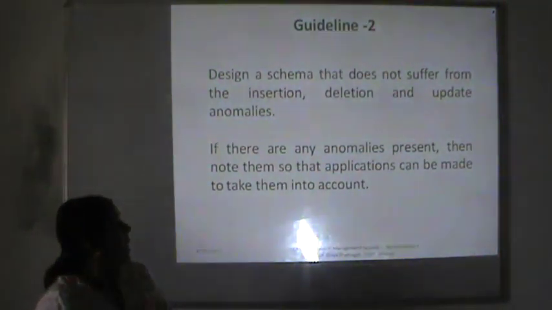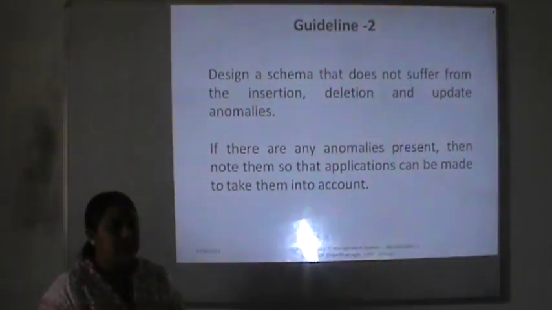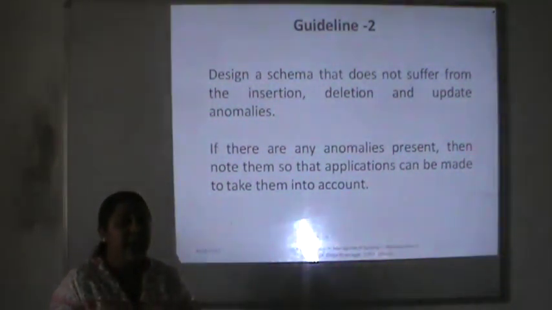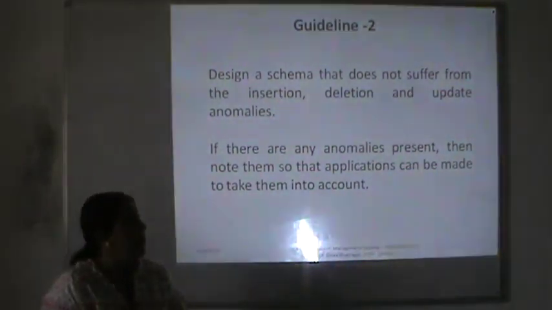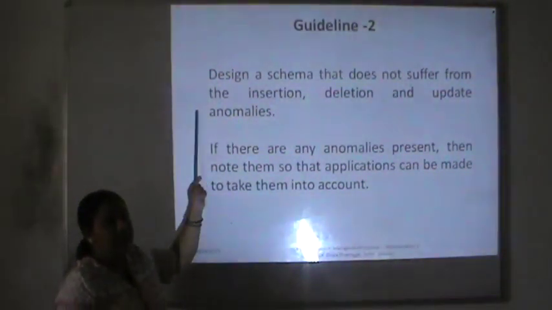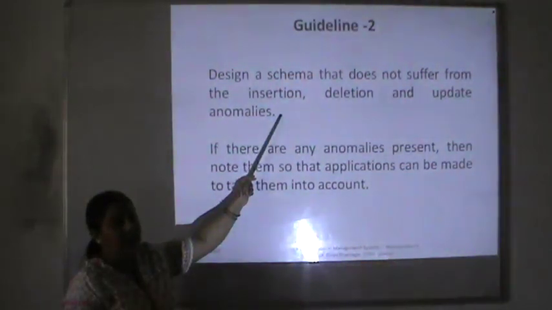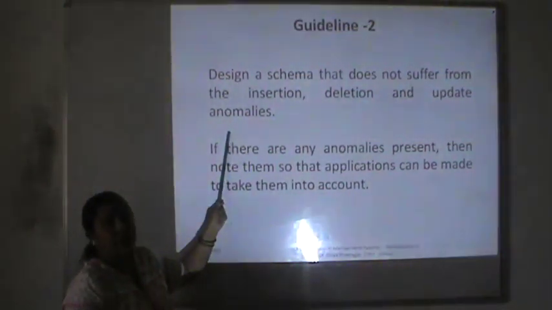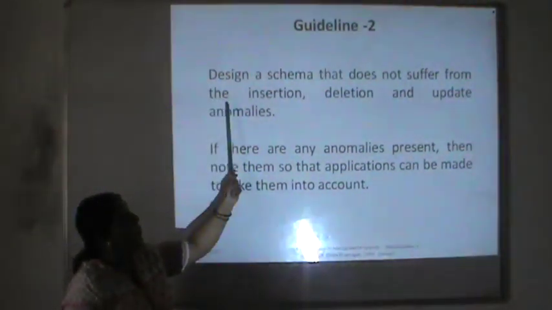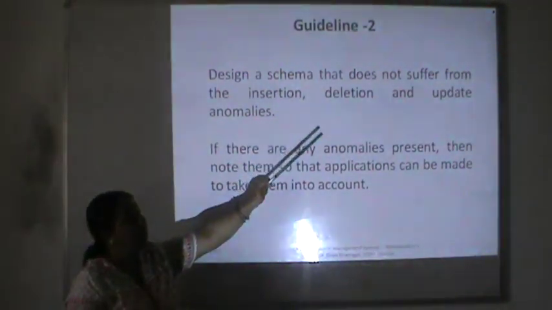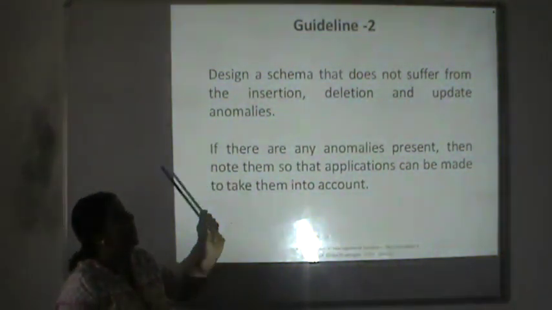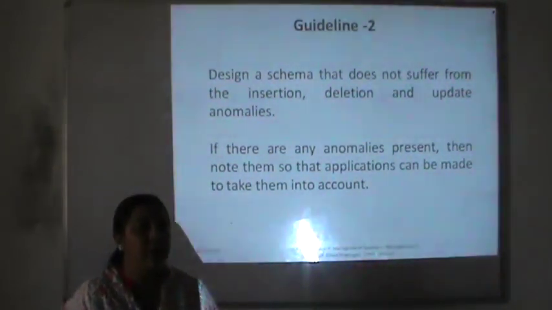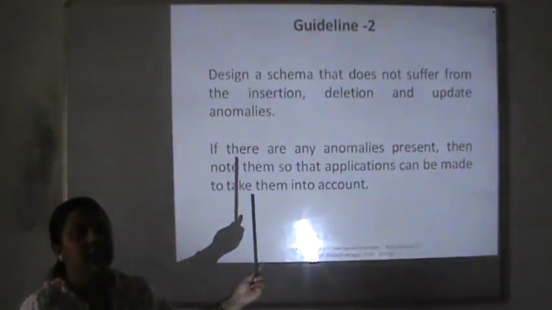Now, while we design a database, we should keep in mind that when the data is actually entered, the design should be made in such a way that insertion is easy, insertion is possible, deletion is also easy, and update is also easy. So we should take care about insertion, deletion, and update anomalies while designing a database. A database or a relational schema should be free from these three anomalies.